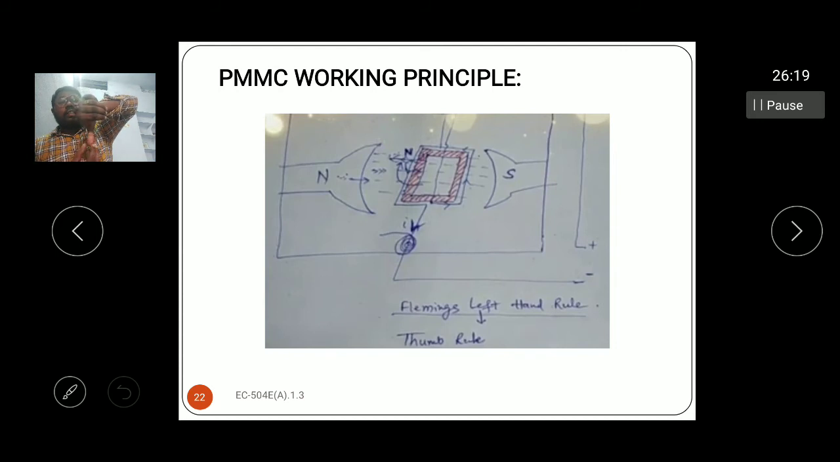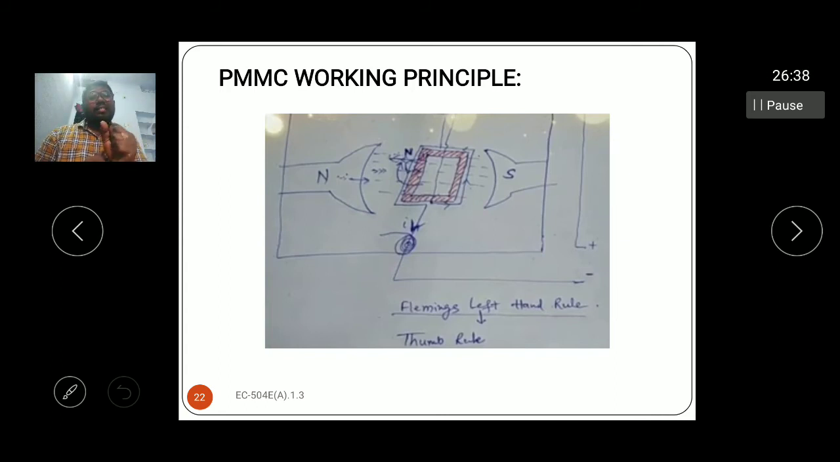This is the flow of current. The flow of current is in the downward direction. The coil is moving in the clockwise direction. Only the coil moves. It is not a mechanical system, it is an electrical system.